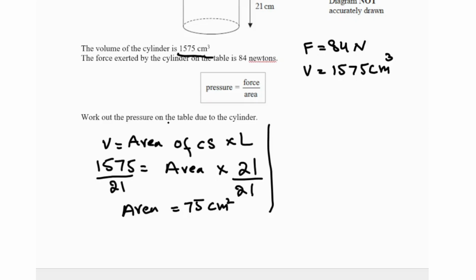And the pressure: work out the pressure on the table due to the cylinder. So pressure is equal to force over area. Force is 84 divided by 75. The pressure gives us 1.12. So this is our final answer.